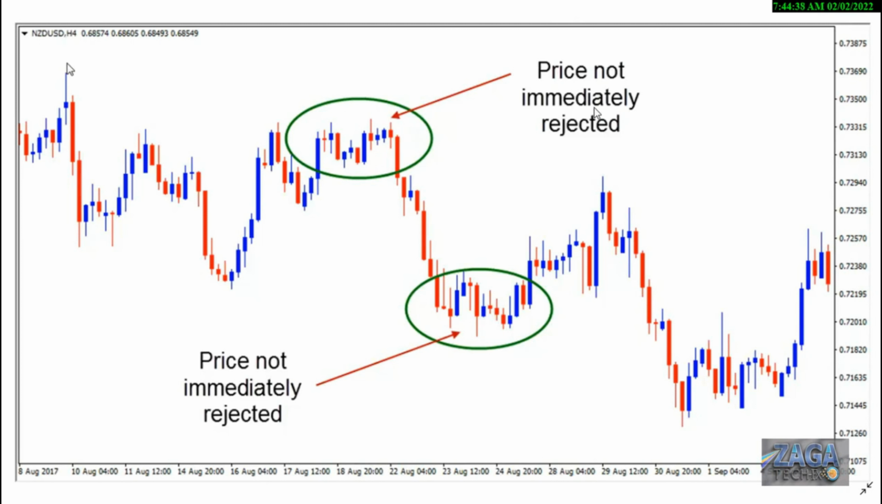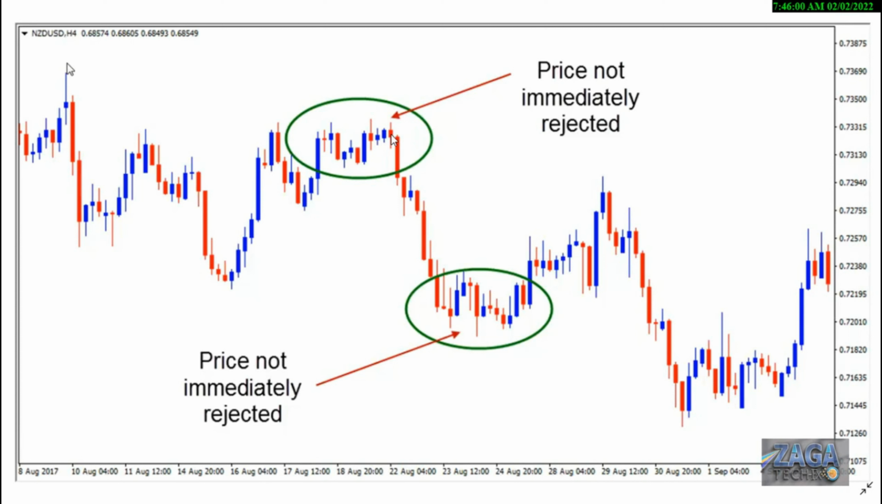So price is not immediately rejected. Price did not reject here as it rejected this area and this area. Price begins to range in this area before it's being rejected, and also price is rejecting this area before it bounces off above this area to form another high here, guys. I think what I explained now is clear, guys.